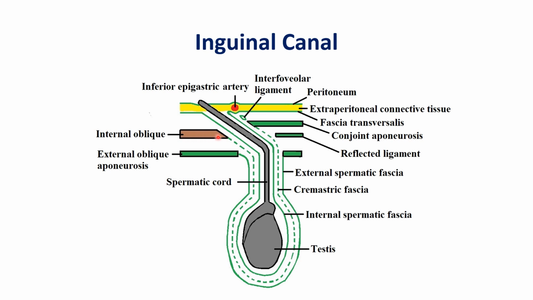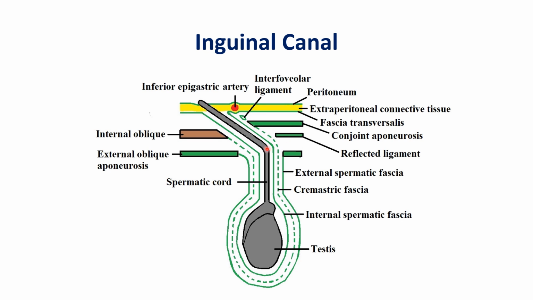The posterior wall of inguinal canal is formed by the fascia transversalis, and in the medial 2/3 it is also formed by the conjoint aponeurosis or conjoint tendon, along with the reflected part of inguinal ligament also on the medial side. So posteriorly, the inguinal canal is formed by the fascia transversalis in its entirety, along with the conjoint aponeurosis and the reflected part of inguinal ligament.